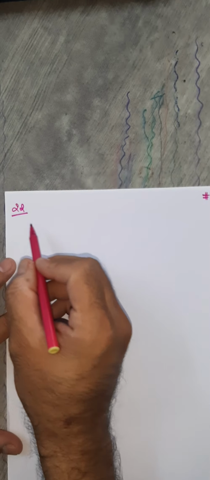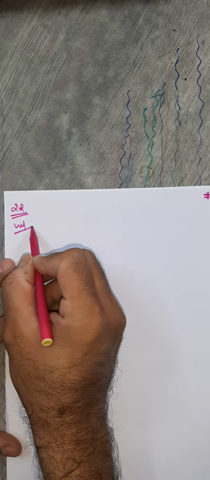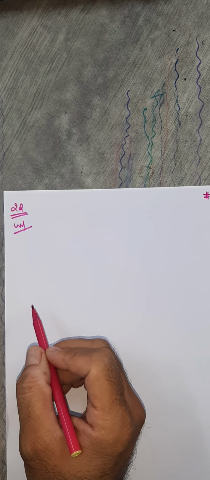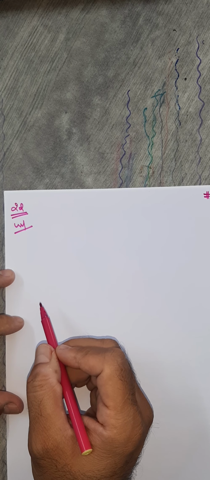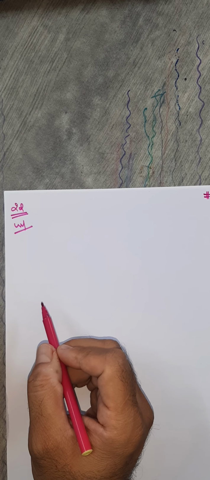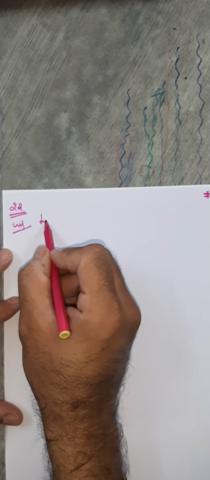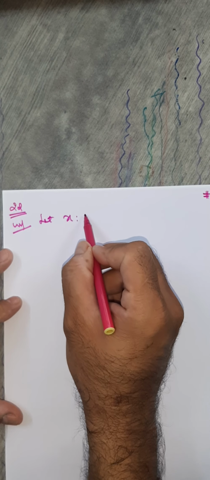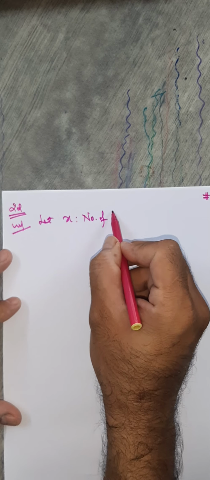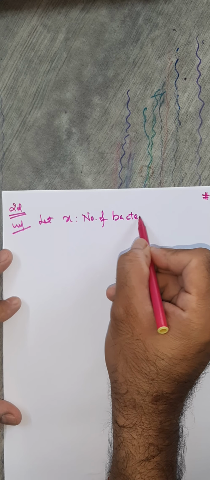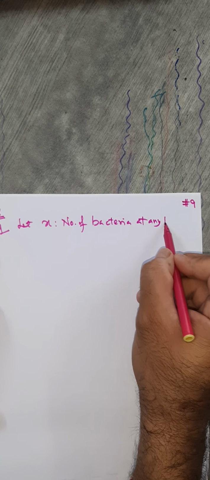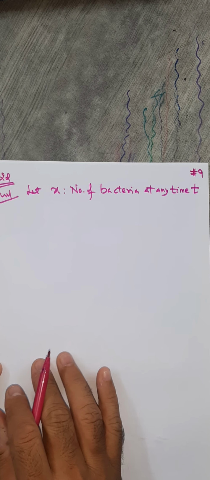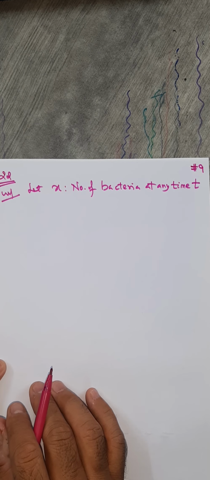Question number 22 I'll do, which is also an important example. Just read the question. At the end, if you see, if the rate of growth of bacteria, so change in the bacteria, so I'll take x equals to number of bacteria at any time t. Fine. Now here what's given to you?